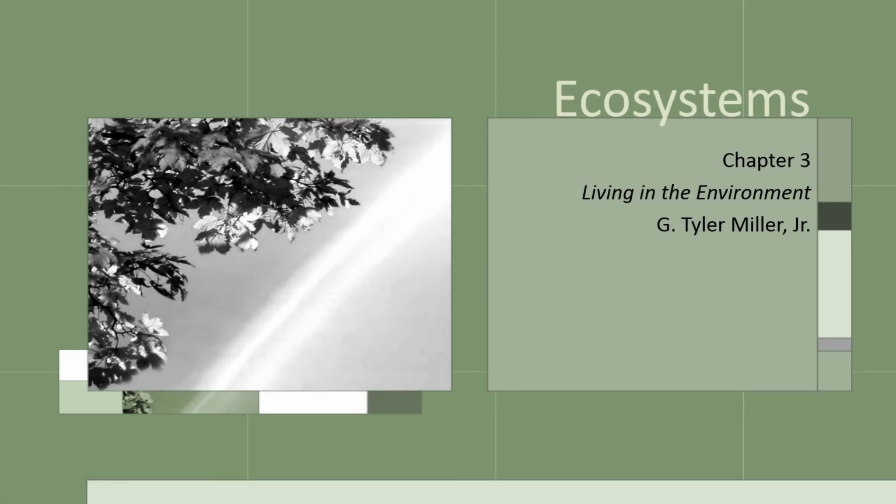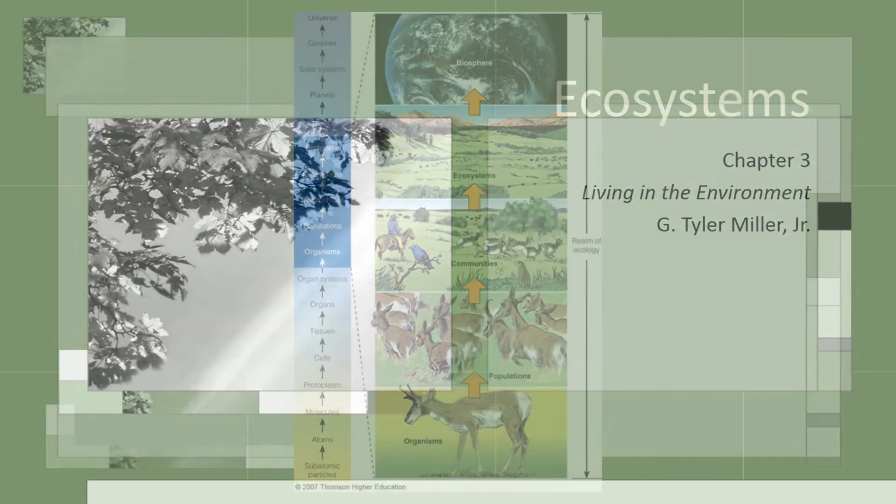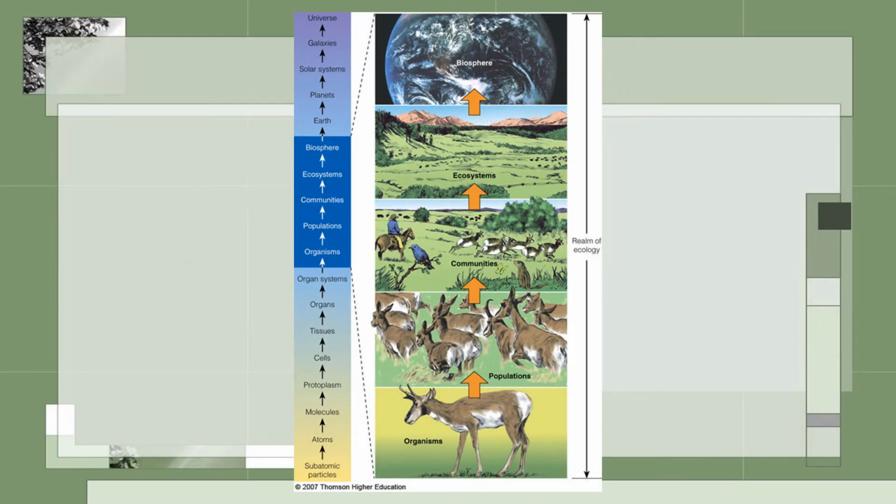In this unit, we're going to be looking at several things related to ecology. So first, let's talk about what ecology is. Well, it comes from the Greek word oikos, meaning house or place to live, and specifically it's a study of how organisms interact with each other and with the non-living environment.